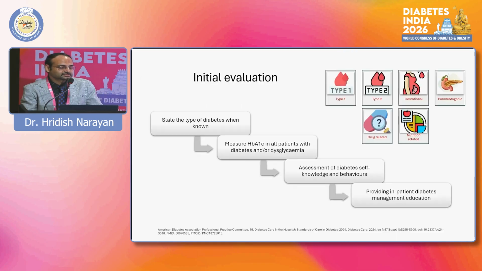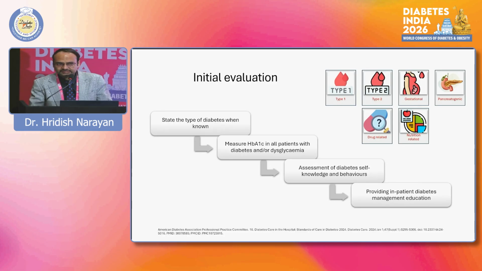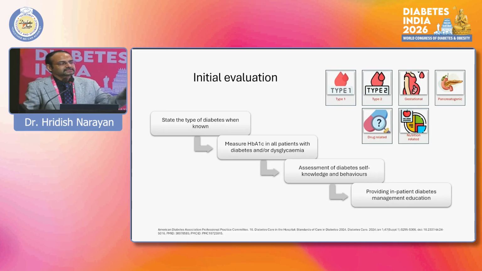Principles of management of patients undergoing surgery. Obviously, what type of diabetes you are dealing with is very important: type 1, type 2, gestational, pancreatogenic, drug induced, or malnutrition related, etc. So that part is important. HbA1c should be done at the very beginning. There are a lot of reasons for this: distinguishing between stress hyperglycemia and previous diabetes, and also medico-legally.